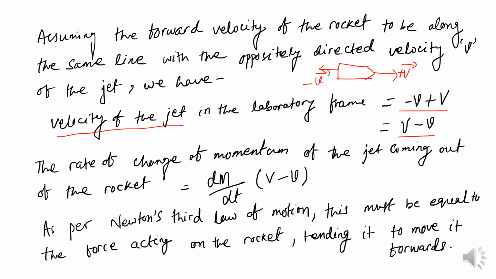The rate of change of momentum of the jet coming out of the rocket is given by dm/dt, that is the rate of change of mass multiplied with its velocity, capital V minus v. As per Newton's third law of motion, this must be equal to the force acting on the rocket, tending it to move forward. This force is F = dp/dt, the rate of change of momentum, where the mass is varying with respect to time, dm/dt, multiplied with the relative velocity of the jet, which is V minus v from the laboratory frame.